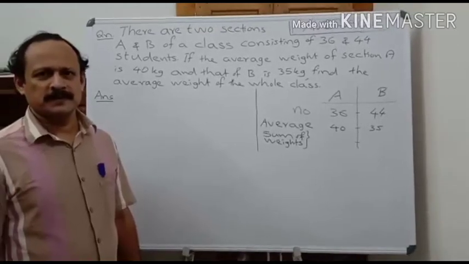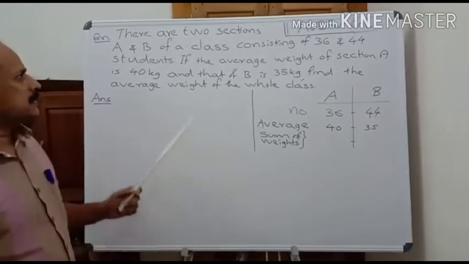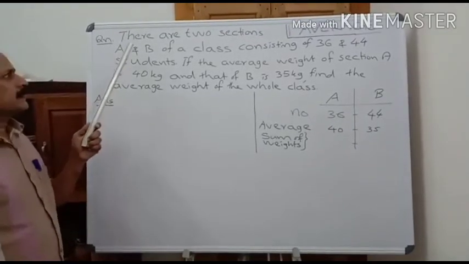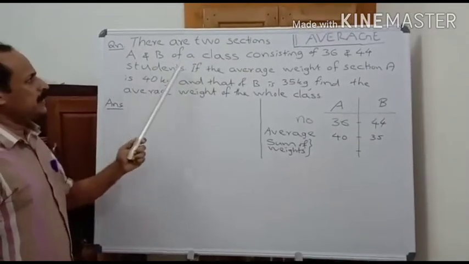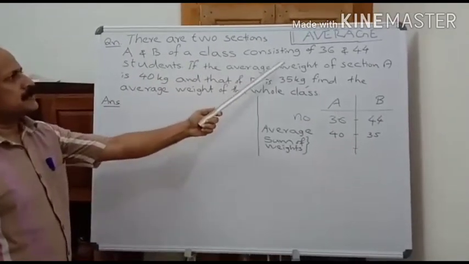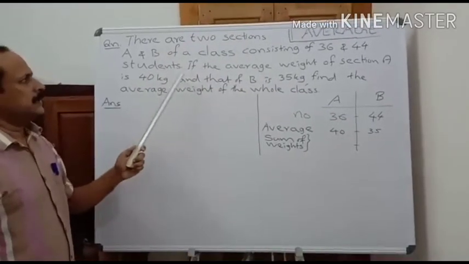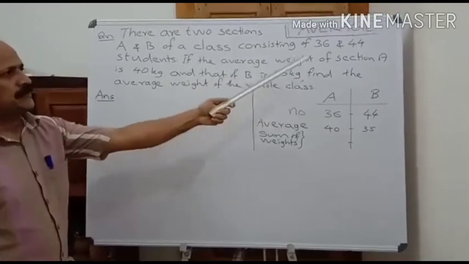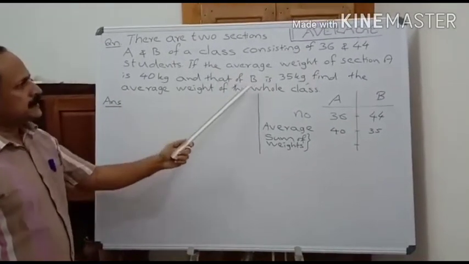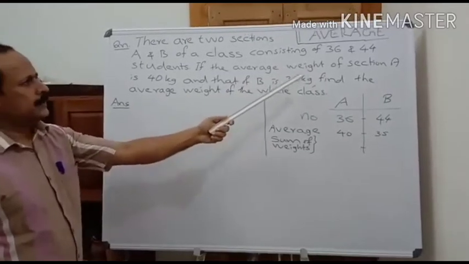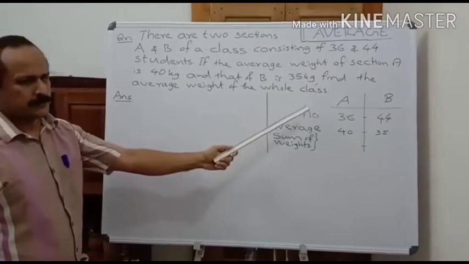Few more problems from the topic average. Consider this question. There are two sections A and B of a class consisting of 36 and 44 students respectively. If the average weight of section A is 40 kg and that of section B is 35 kg, find the average weight of the whole class.